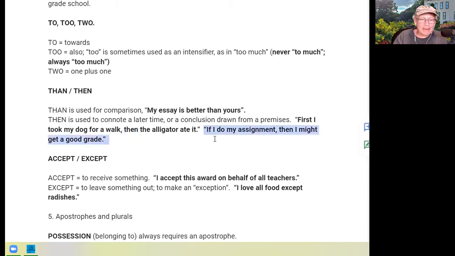If I do my assignment, then I might get a good grade. If-then is THEN, or connoting a difference in time. This happened first, then that happened later. That's always THEN, but than as a comparison is always THAN.